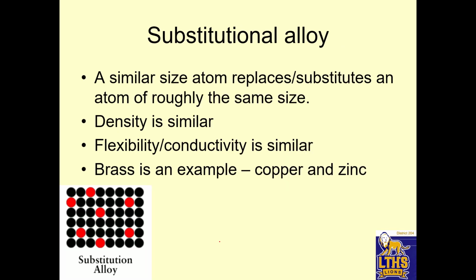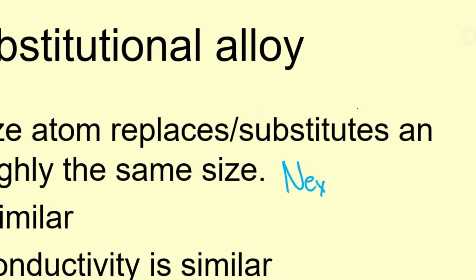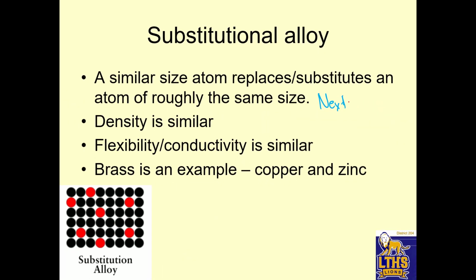Substitutional alloy. A similar size atom replaces or substitutes an atom of roughly the same size. Think next to each other on the periodic table. Not up and down, next to. That means their size will be the same. The density would be similar. Their flexibility and conductivity is similar.